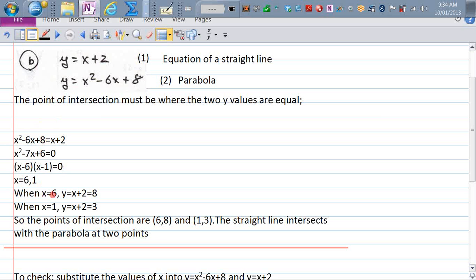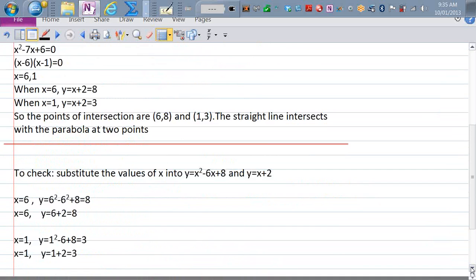When x is equal to 6, y is equal to x plus 2, which is 8. So that gives us one ordered pair. When x is equal to 1, y is equal to x plus 2, or 3. 1 plus 2 is 3. So the 2 points of intersection are (6, 8) and (1, 3). So those are the 2 points of intersection.